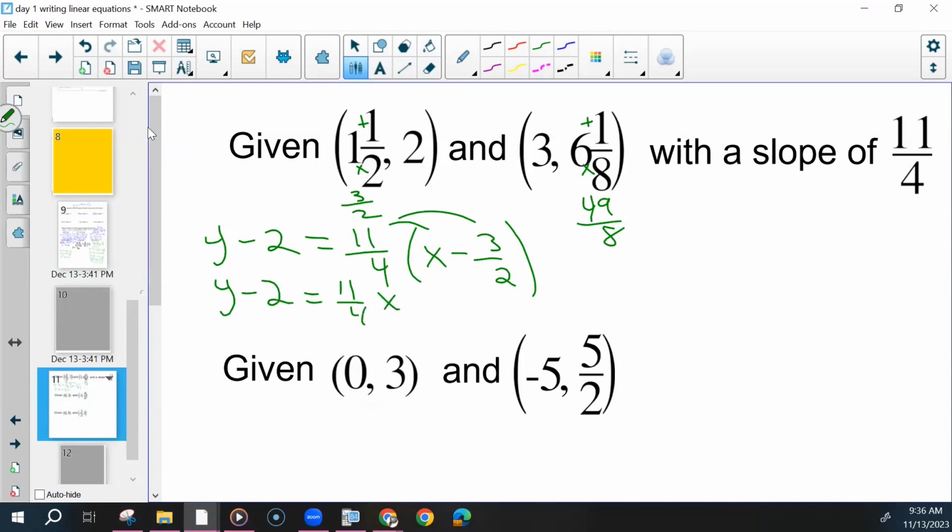What would this become when we multiply 11/4 to -3/2? -33/8. In your calculator or by hand, add 2 to that.